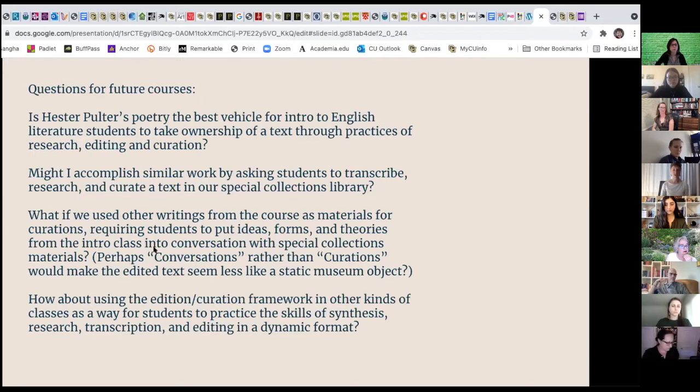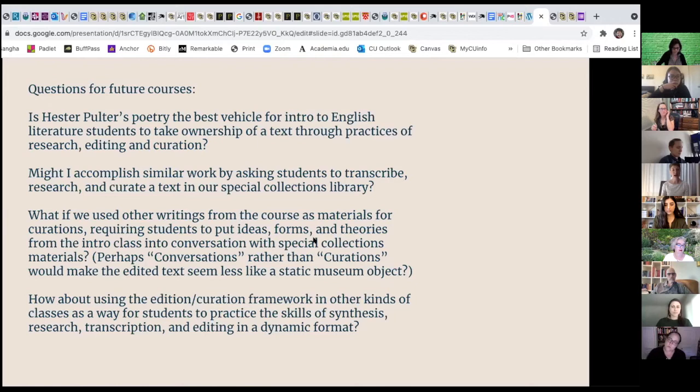Another idea I had for this course was, what if we used other writings from the course as the material for curations, so that they would put ideas, forms, and theories from the class into conversation with that special collections item they chose to edit. And I just threw out the idea of calling them conversations rather than curations, just to make it seem less static, right? The object being edited, and more a kind of participant.